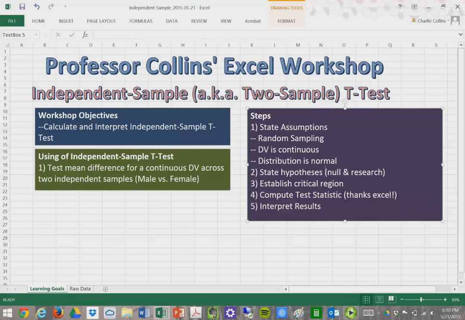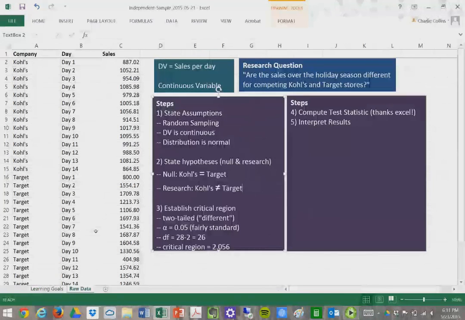So we have our 5 steps here. We state our assumptions, and these are normal across all the different types of t-tests. State our null and research hypothesis, establish our critical region, and the two we're going to focus on for the workshop here are computing the test statistic and interpreting our results. So let's go over here to the raw data and see what we have.